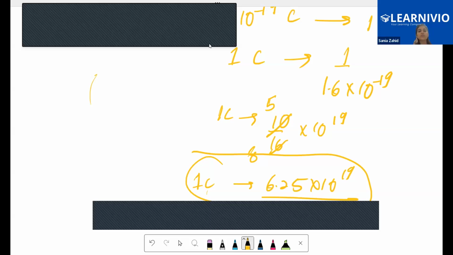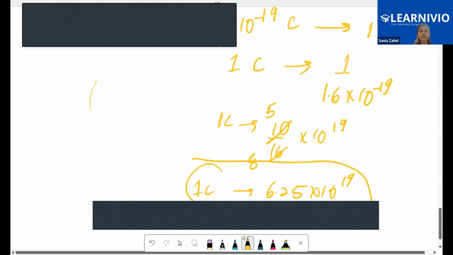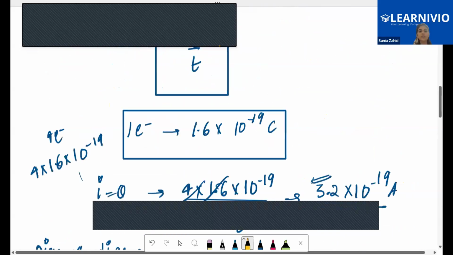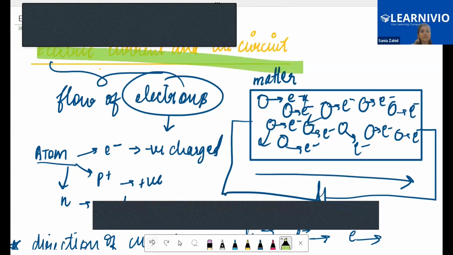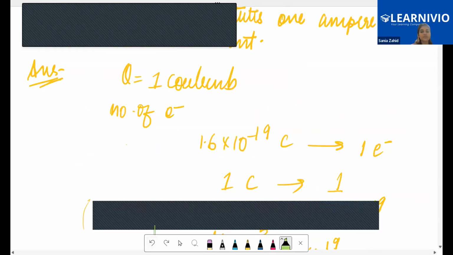We have completed one of the topics of this chapter. We'll keep it up till here only. I hope that this topic was clear to you. Let's have a quick revision. First of all, I taught you what is electric current. So electric current is basically the flow of electrons.